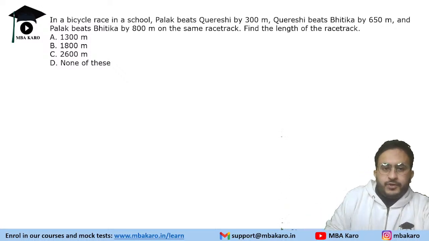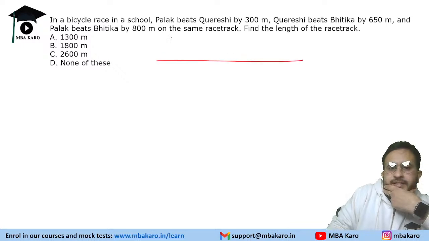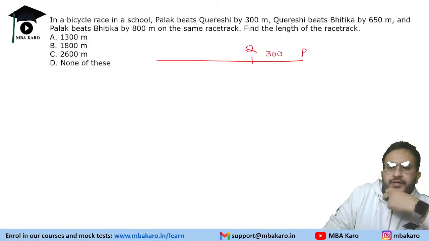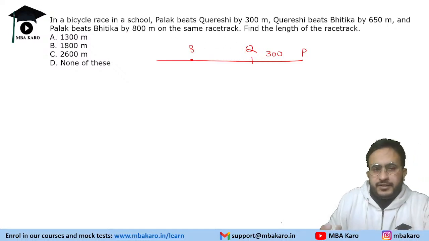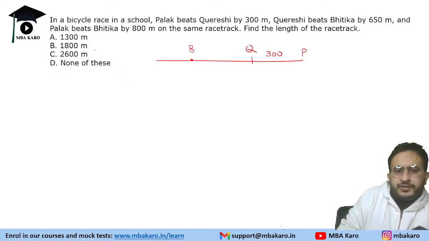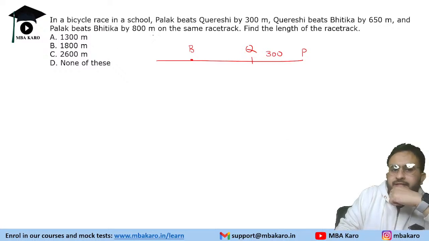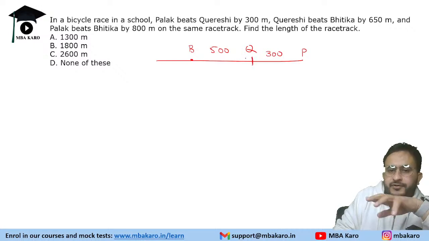So let's see this problem. There is a race, and when Palak finishes the race, Qureshi is 300 meters away. And Qureshi beats Bitika by 650 meters. We will look in terms of Palak. So Palak beats Bitika by 800 meters. So Bitika is 500 meters away from this point.